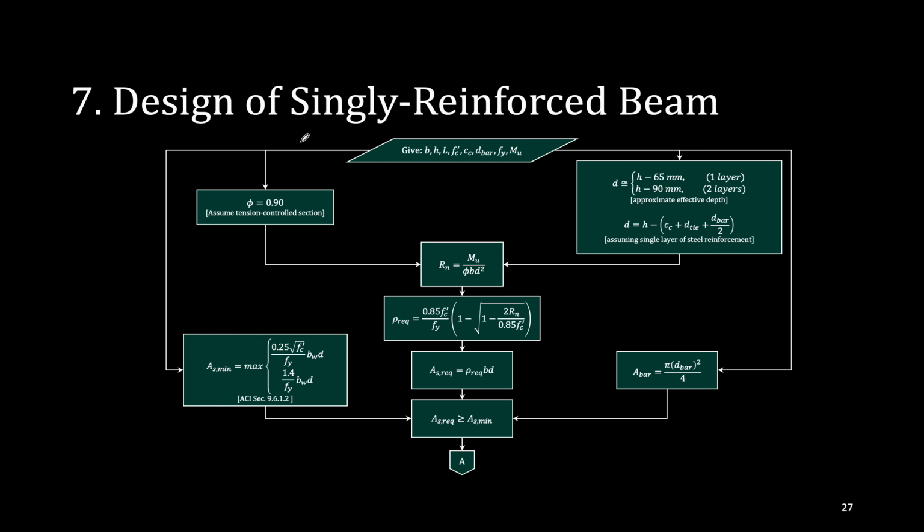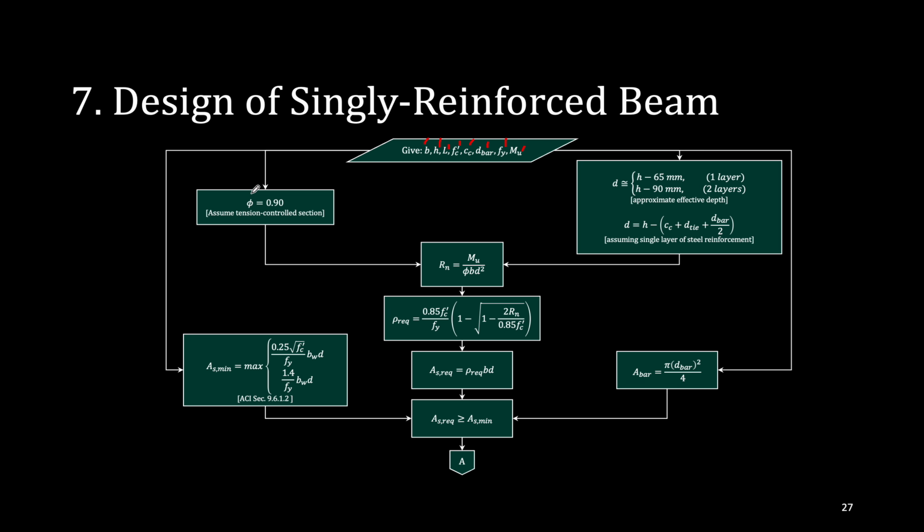I'm going to proceed to design of single reinforced concrete beam. So ito yung procedure. So yung usual na mga given sa pag-design ng beam is yung width, yung depth ng beam, yung length ng beam, yung FC prime, yung clear concrete cover, C sub C, diameter ng longitudinal bar, yung yield strength ng steel, tsaka yung factored na bending moment.